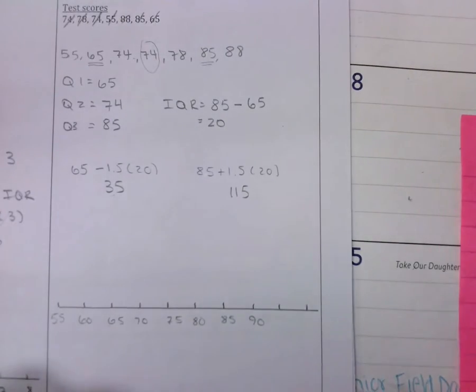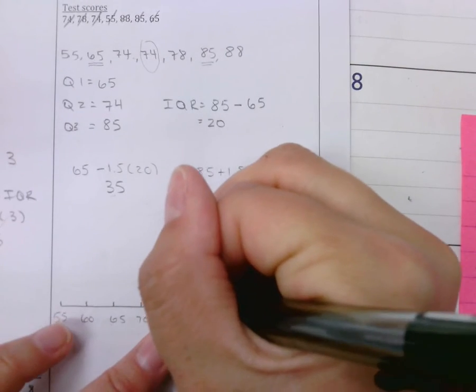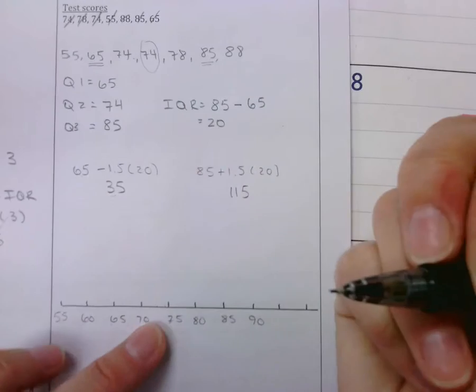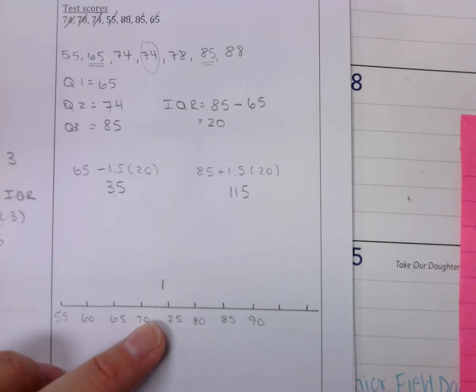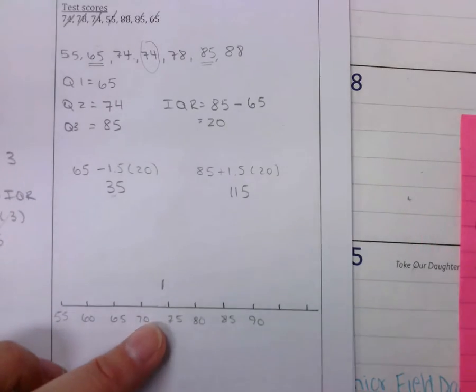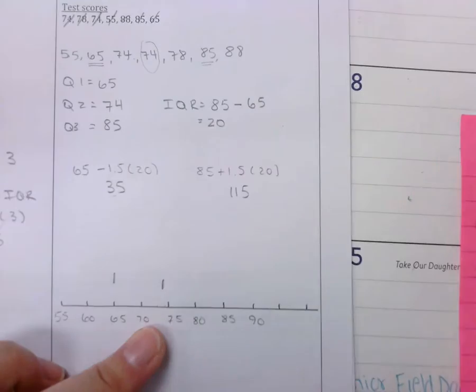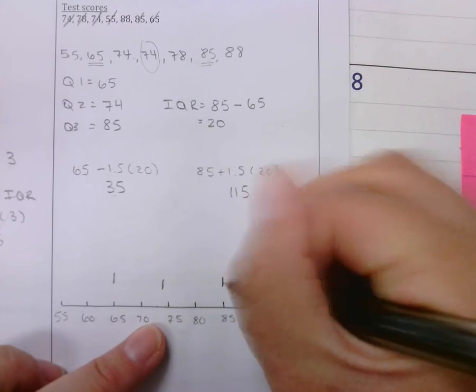Okay, quartile 2 is 74. Halfway between here would be 72 and a half, so it's going to be somewhere right here, quartile 2. Quartile 1 is 65, that's right here. And quartile 3 is 85, that's right here.